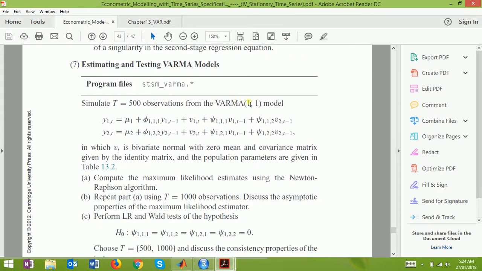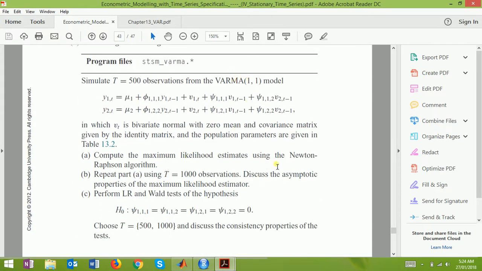Compute the maximum likelihood estimates using the Newton-Raphson algorithm. Repeat using T equals 1000 observations. Discuss the asymptotic properties of the maximum likelihood estimator. So as we can see, we will need to simulate this problem and solve it with simulation.